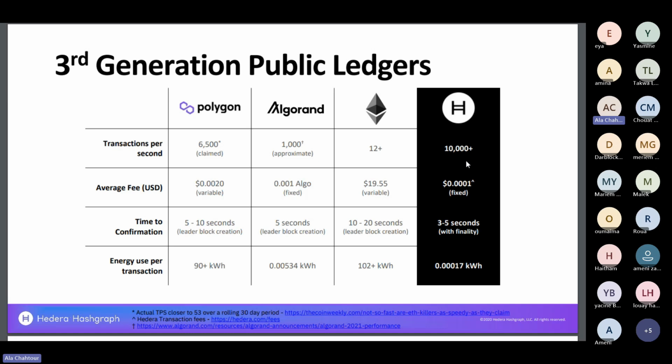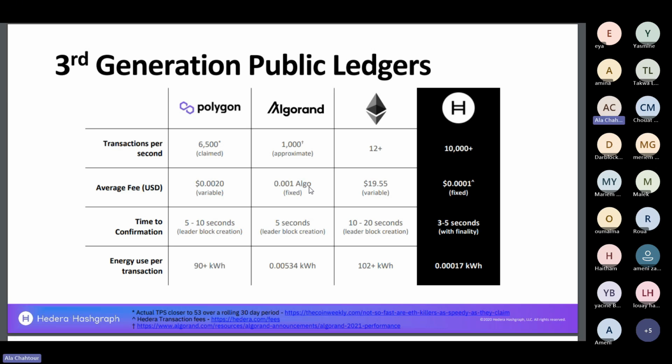The transaction fees on Polygon look cheap, but they are variable. They're not fixed. On Algorand they are fixed in Algo, the native token of Algorand, so it's not dollar. If the price of Algorand increases, the transaction fees are going to be higher. But with Hedera, it's fixed in dollars. It's always $0.001 per transaction.